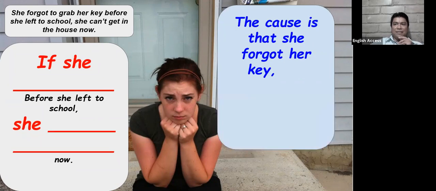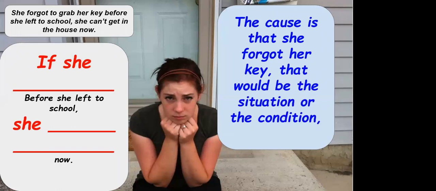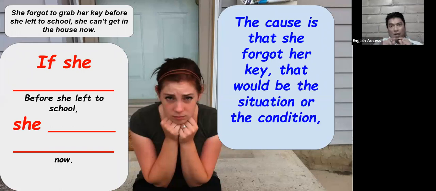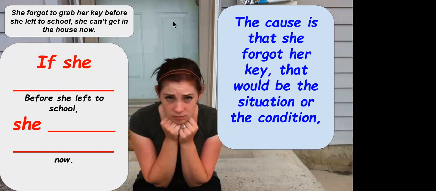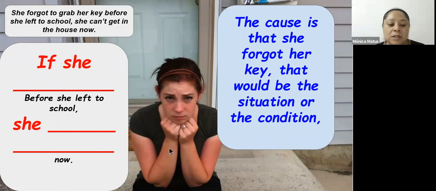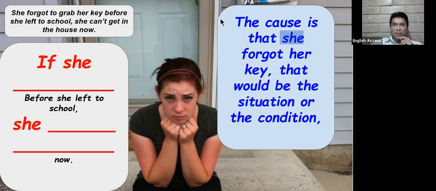She forgot the key. The cause is that she forgot the key. So she's outside of her house. The cause, that she forgot to grab her key, would be the situation or the condition. That she can enter her house? No. She forgot the key. It's the situation. I'm going to put it in red. She forgot her key. That would be the situation or the condition.